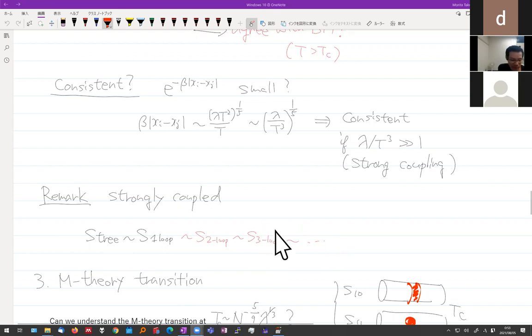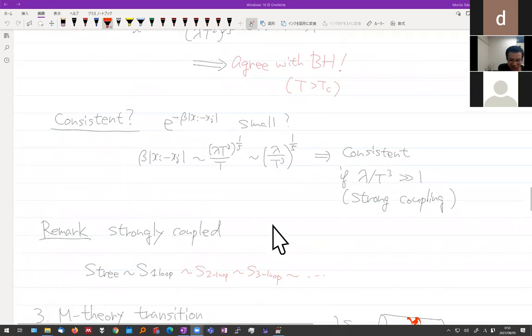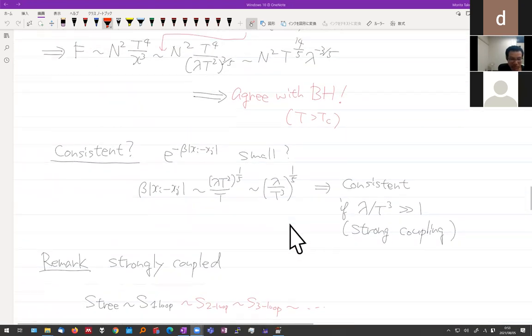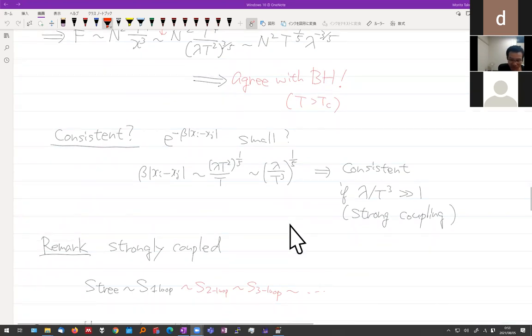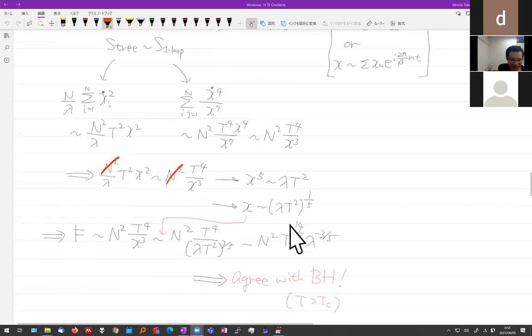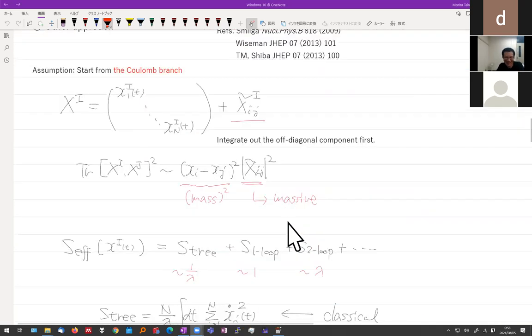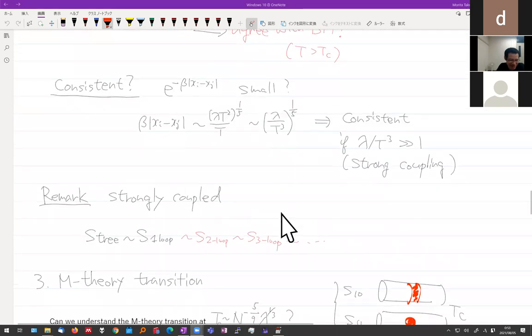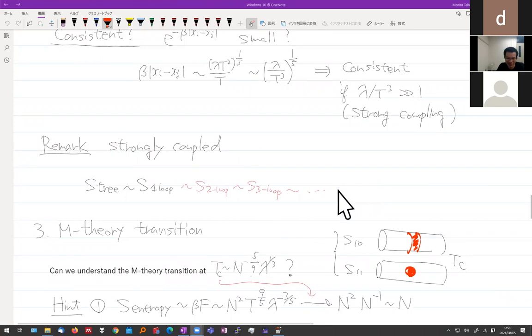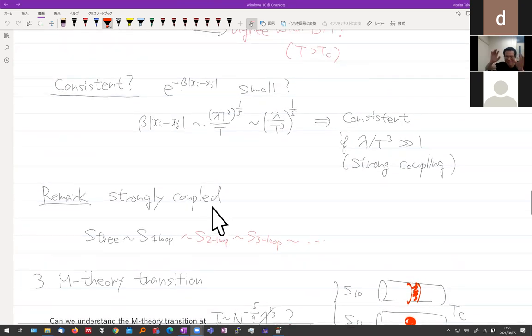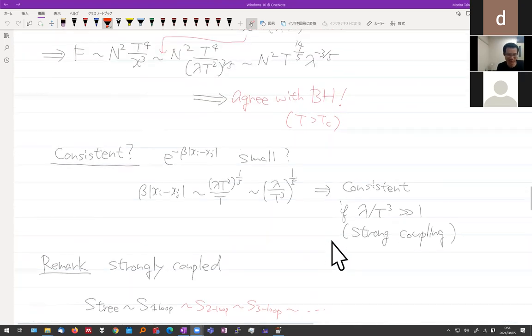Okay, so to summarize the point, basically a black hole cannot be close to a Coulomb branch of this theory. This relation suggests that the Coulomb branch picture breaks down at this point. I should say it is saturating. So it is a sort of border, and maybe when this Coulomb branch picture breaks down, the black hole will be realized.